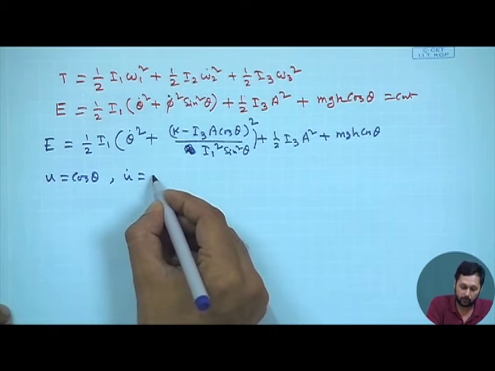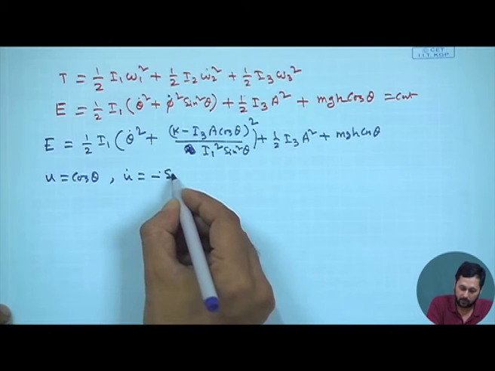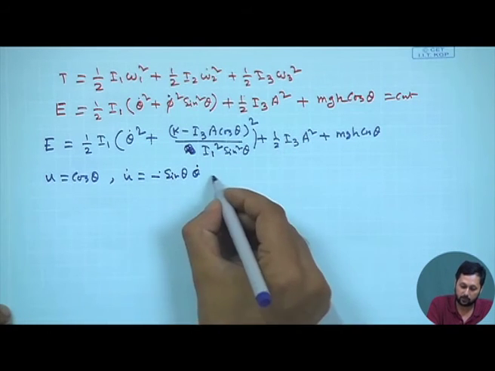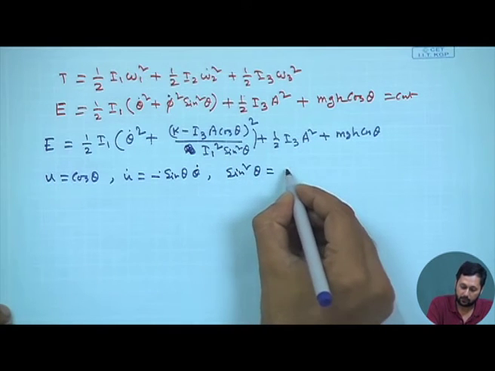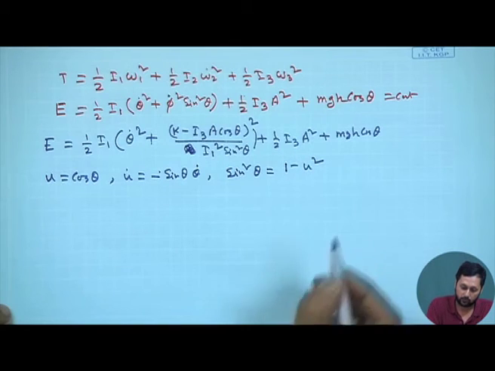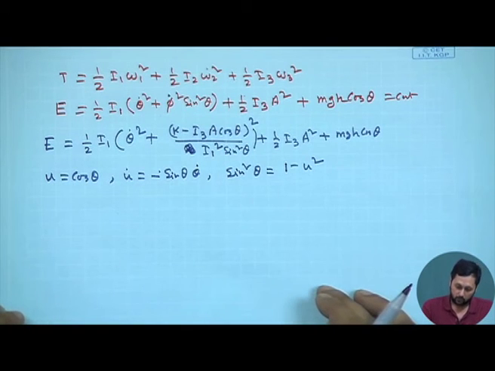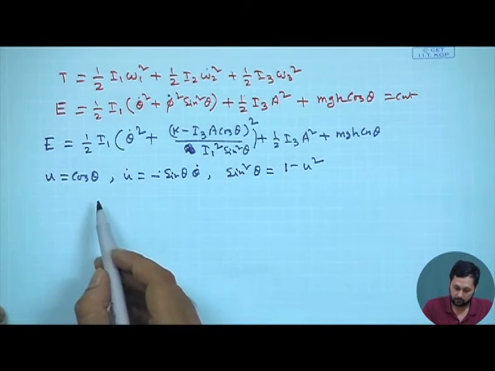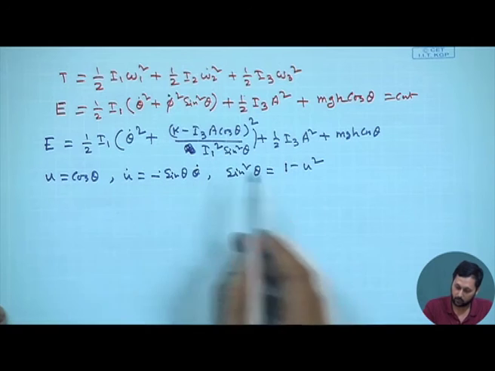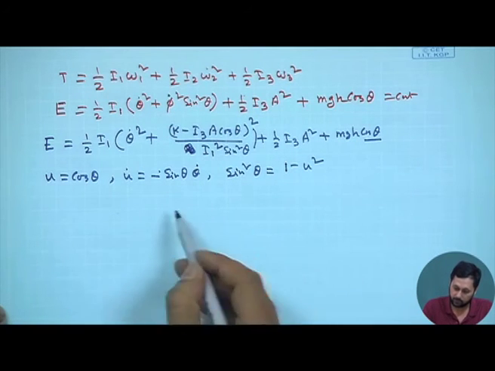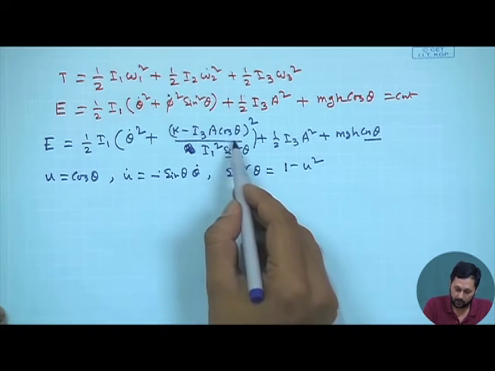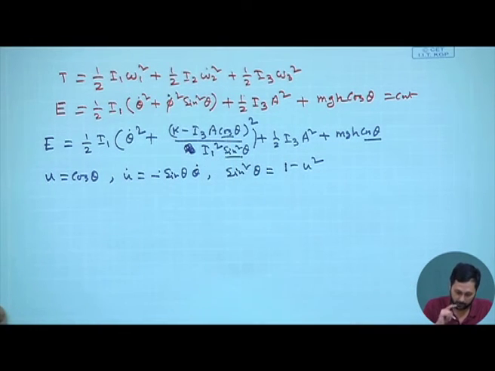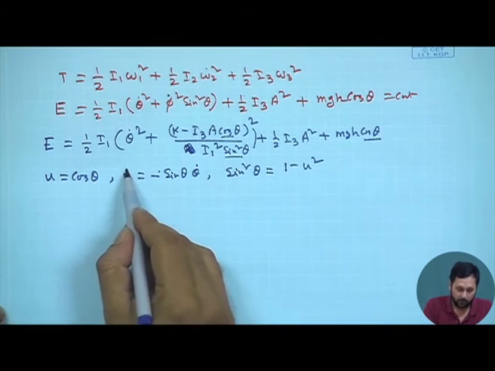So, u dot is equal to minus sin theta theta dot, and sin square theta we can write as 1 minus u square, right. So, whenever we get cos theta, we can call it u, for example here. Whenever we get a sin square theta, like here, we can call it 1 minus u square, and we have a u here as well, right. And of course, you have u dot.